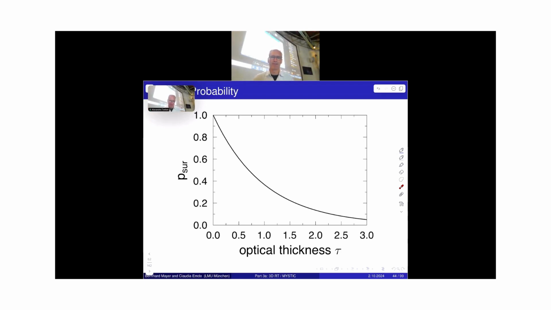So this is the probability for survival of the photon. And well, it basically comes down to the fact that the average distance between two scatterings is, how big is it in optical distance units? Optical thickness. Yes.